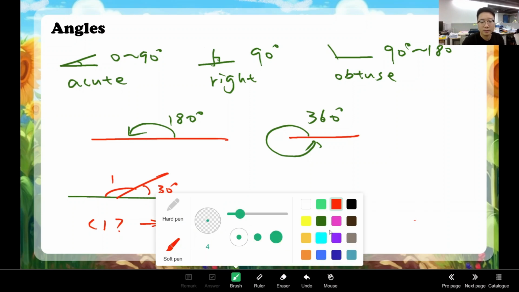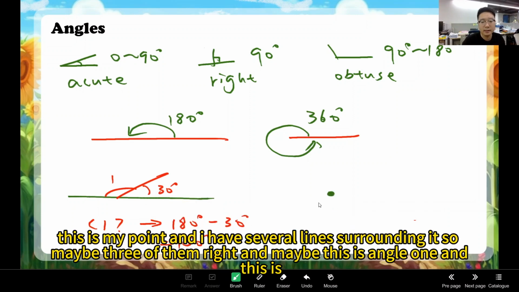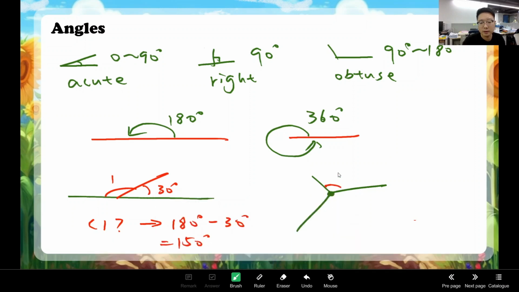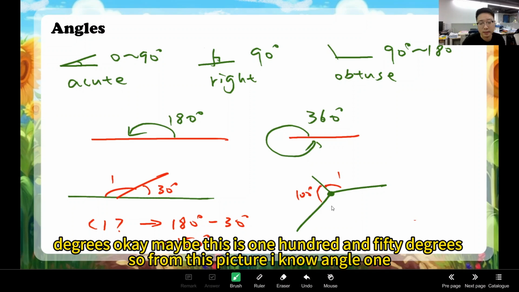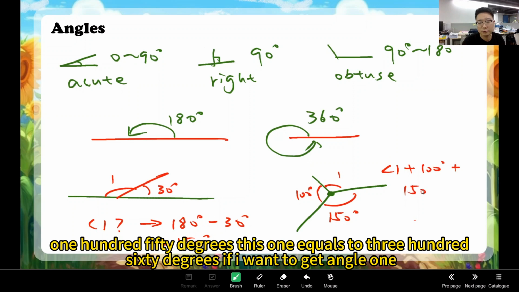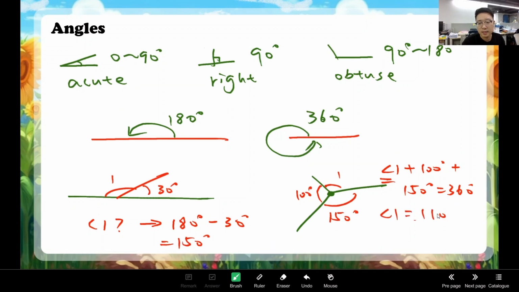And if I have a point, for example, this is my point, and I have several lines surrounding it, maybe 3 of them, right? And maybe this is angle 1, and this is, I would say, 100 degrees, okay? And maybe this is 150 degrees. So from this picture, I know angle 1 plus 100 degrees plus 150 degrees equals 360 degrees. If I want to get angle 1, this one equals 110 degrees.